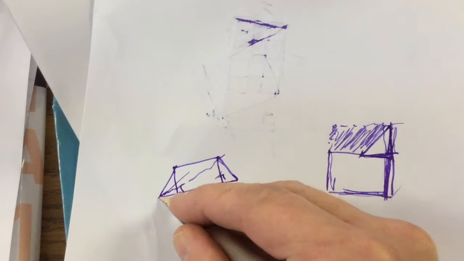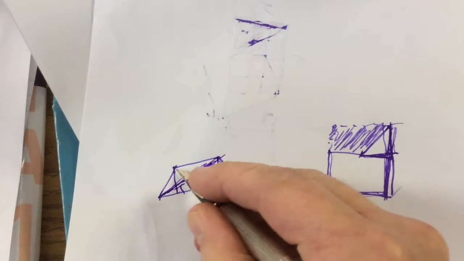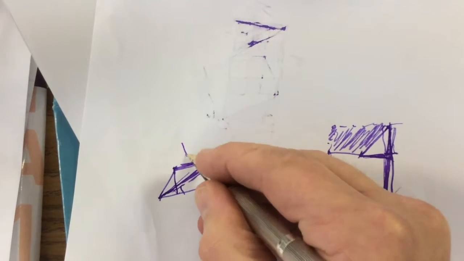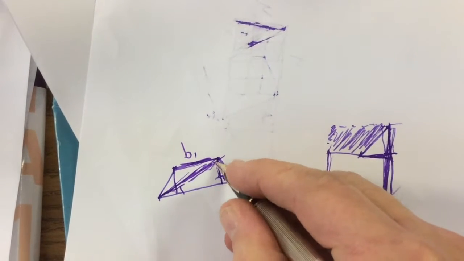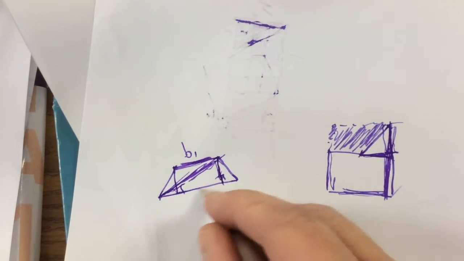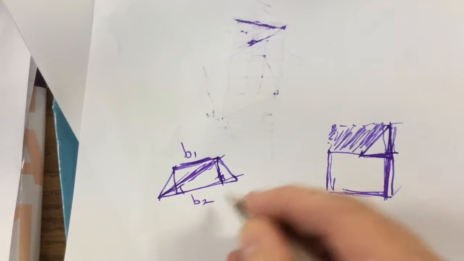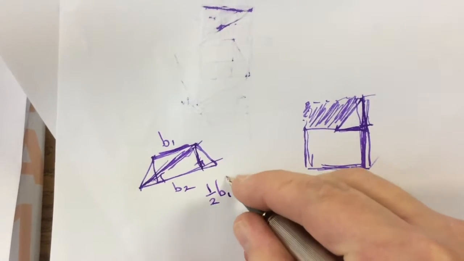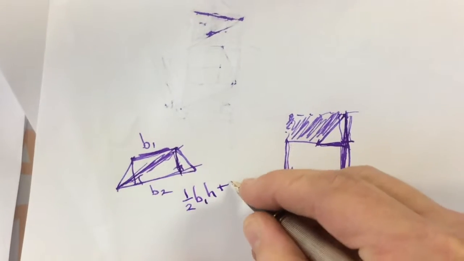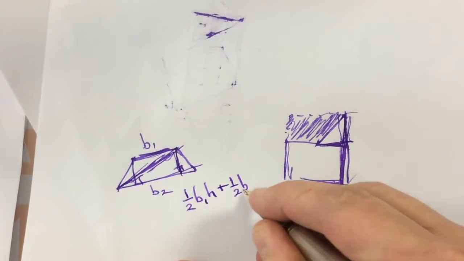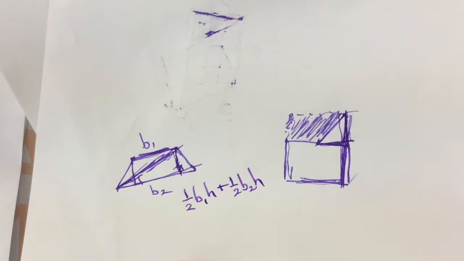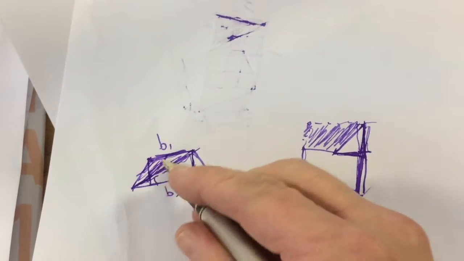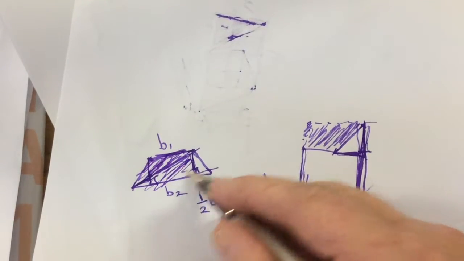So this triangle right here, if I use this base and this height, let's call this base 1. And if this triangle here, I use this height and this base, let's call that base 2, the area of the whole thing is 1/2 the base times the height for one triangle plus 1/2 times the base times the height of the other triangle. If you break this into two triangles, you've got yourself the area.